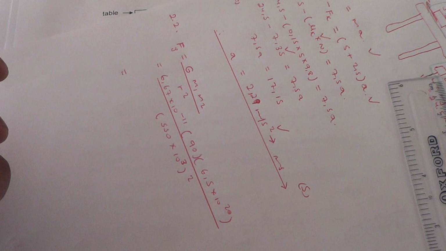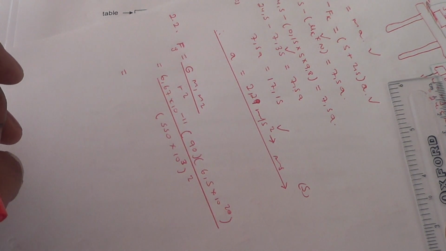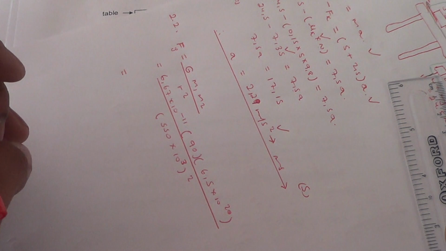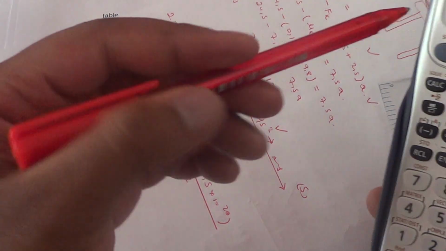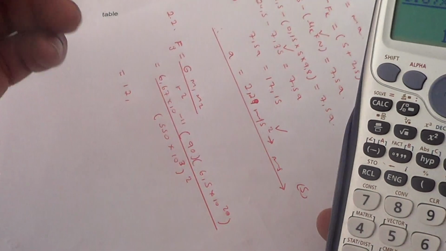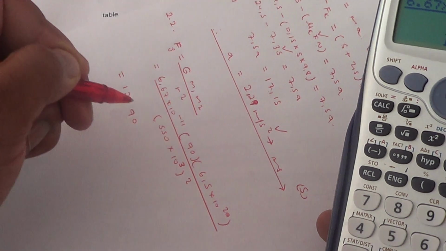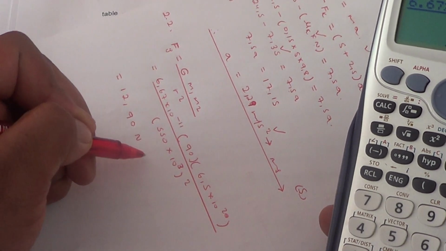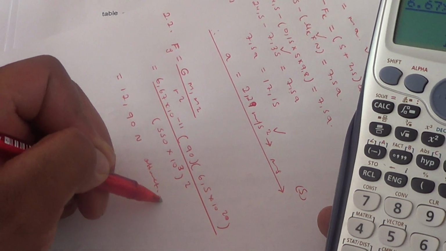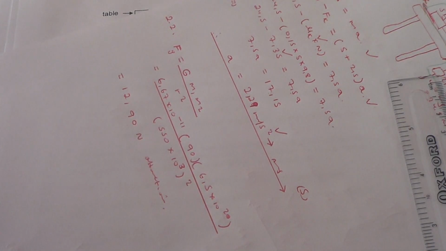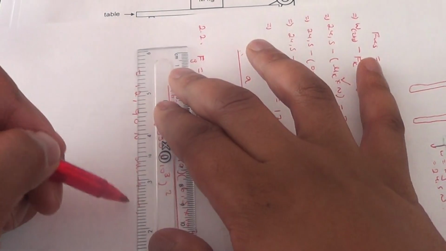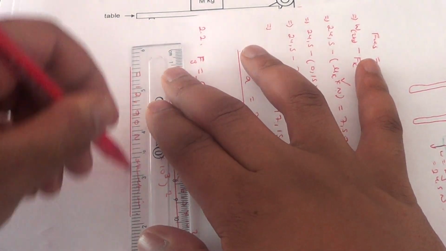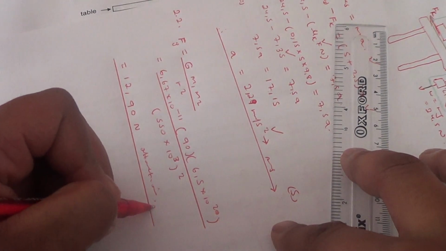So my answer is 12,899. Again, to two decimal places, that is going to be 90 newtons. And then of course this is attraction, because it cannot be a repulsion, because we know that the weight simply talks about attraction. Okay, we are good. So we're not going to say too much here.